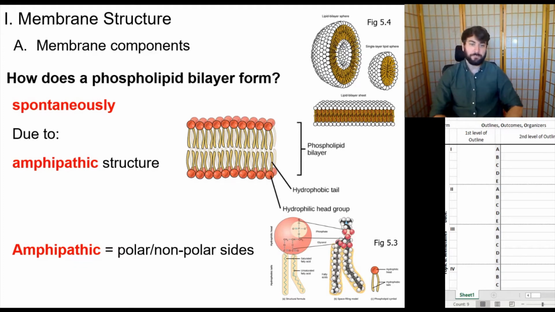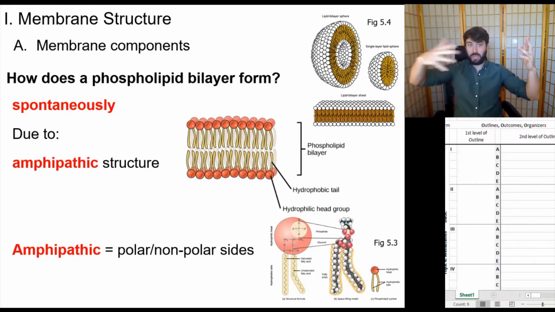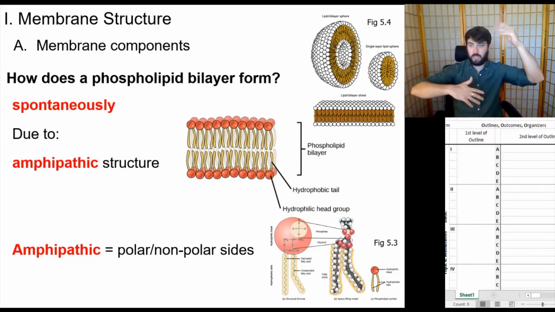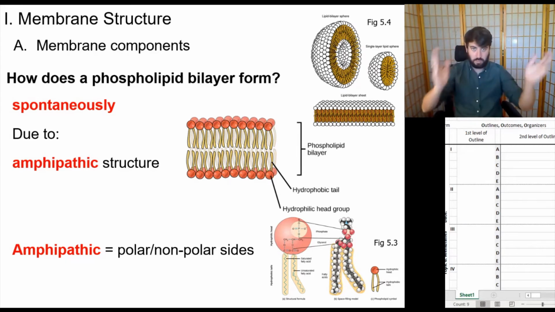Okay. So we know that's it, right? That's a membrane. Phospholipid automatically forms when you add it to water because the head is hydrophilic and the tail is hydrophobic, right? So we get this double layer. Cool, right? We're done.